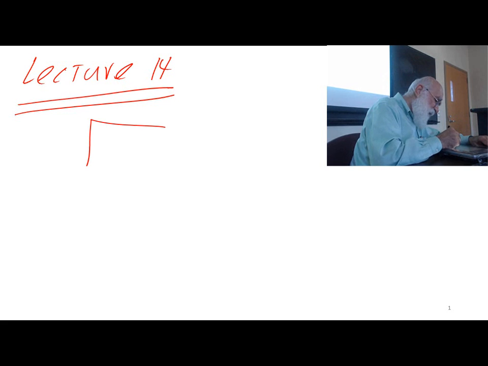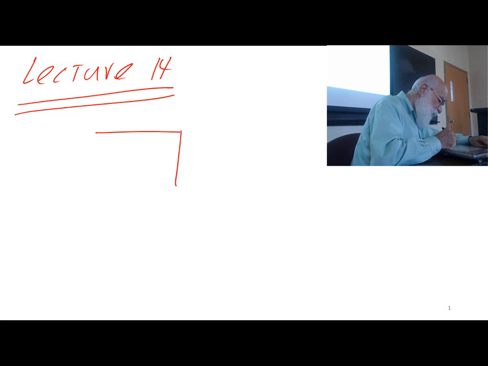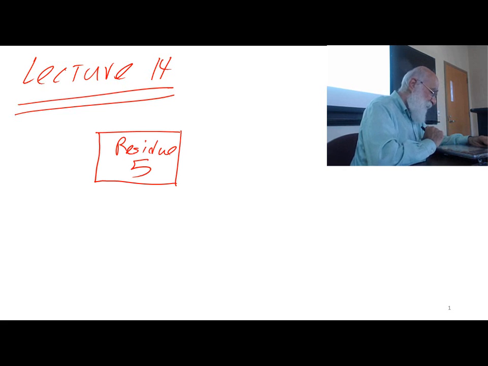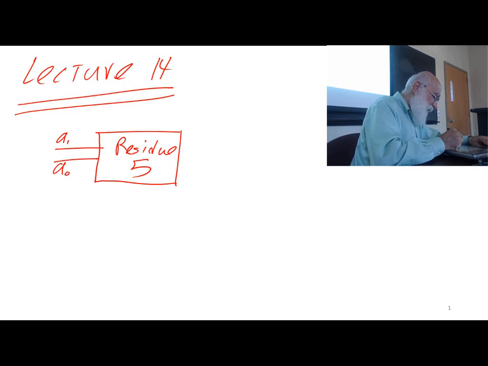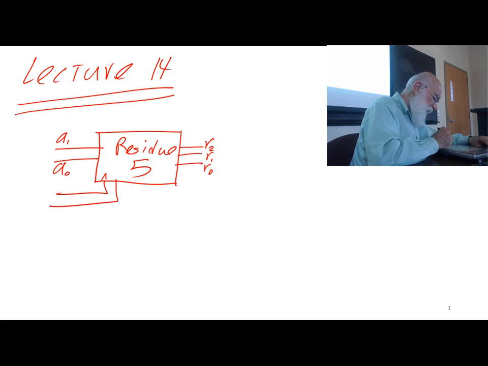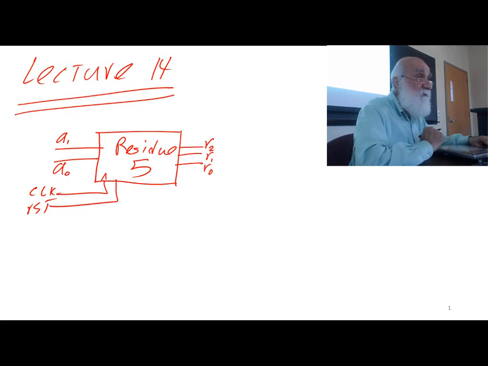I'm going to design a circuit, and I'm calling this circuit a residue 5 circuit. It has two inputs, A1, A0, and then it has three outputs, which are the remainder or the residues, R2, R1, R0. And then, as always, it has a clock and it has a reset.